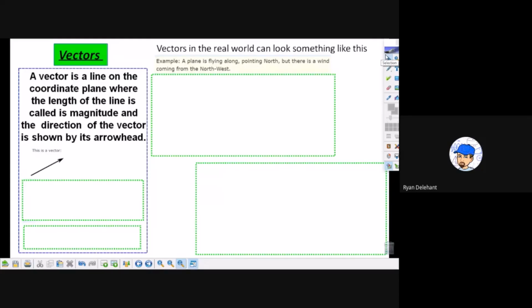Ready? So we're going to talk about vectors. Vectors is a confusing subject when you first talk about it, but it's not. I think it'll be fine, just like we did the other two topics, matrices and complex numbers, last week.